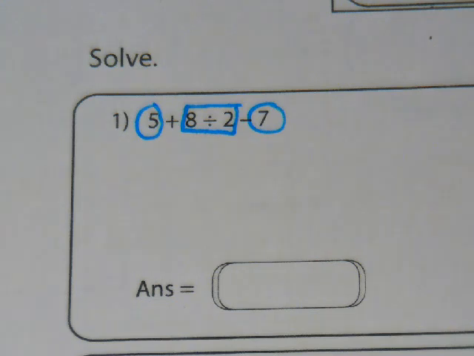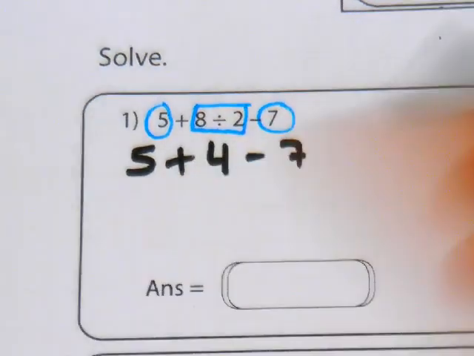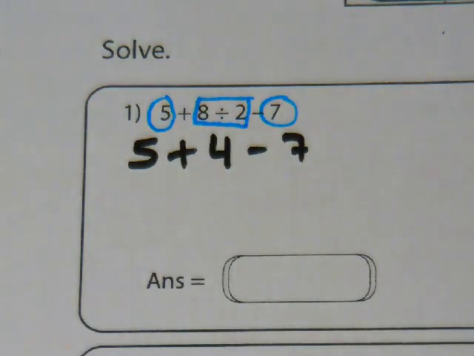Melly. This is many. So 8 divided by 2, 4. Then bring everything around it. 5 plus 4 minus 7. Do I have any more multiplication and division? No. So now you just go in order. Now just go in order, Jagger. Let's go. 5 plus 4 minus 7. 5 plus 4. Use your finger.